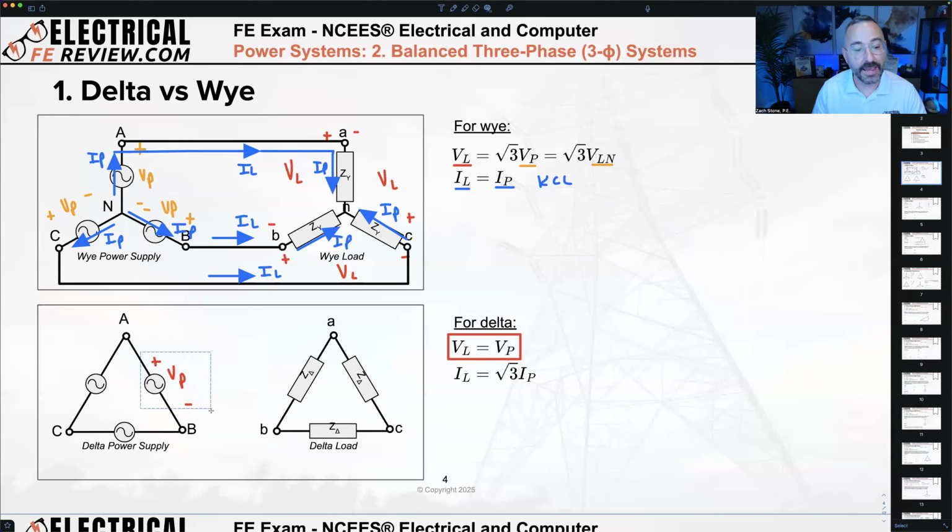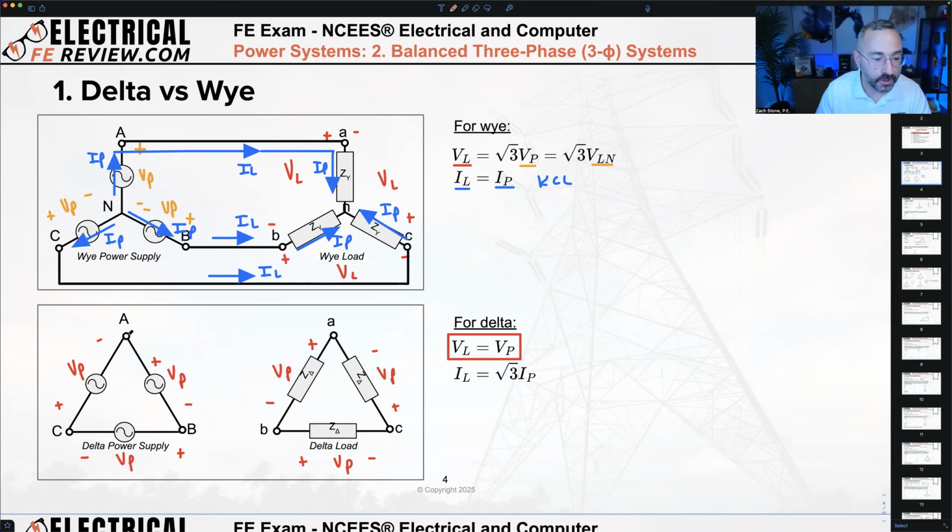So here's the A phase voltage at the delta power supply. Here's the B phase voltage. Here's the C phase voltage at the power supply. And then we can do the same exercise at the load. Here's the A phase voltage at the load, B phase voltage at the load, C phase voltage at the load.